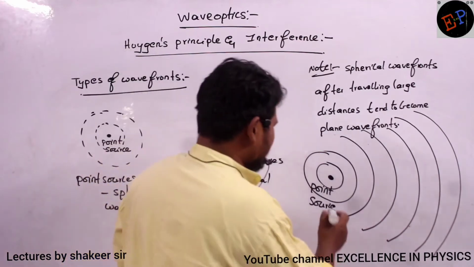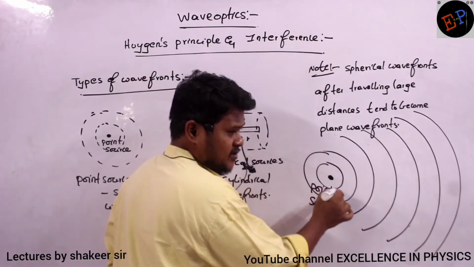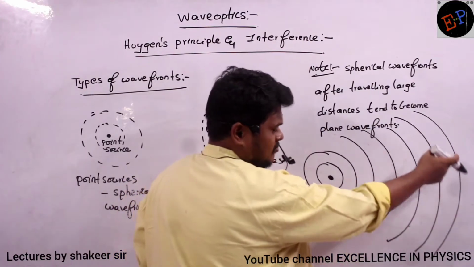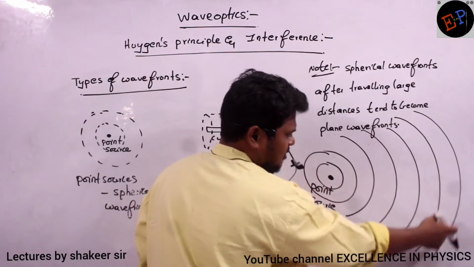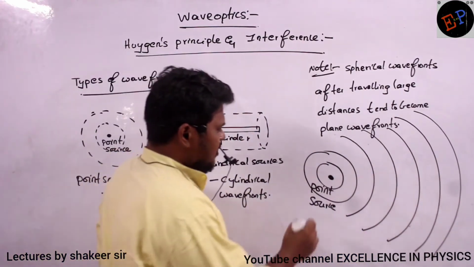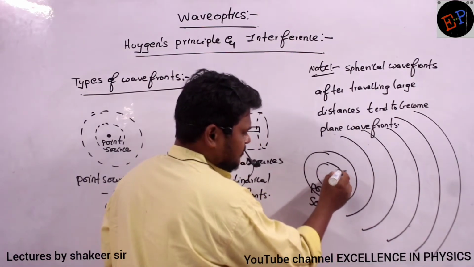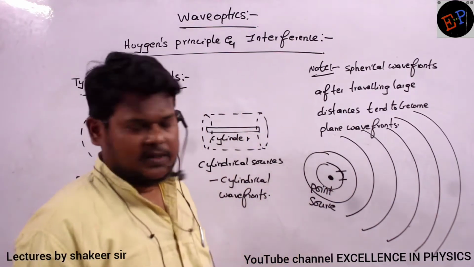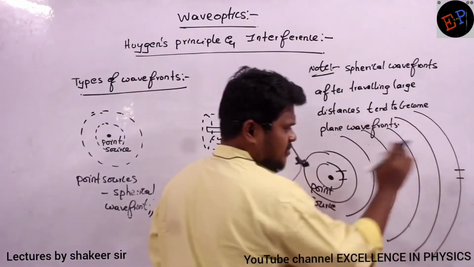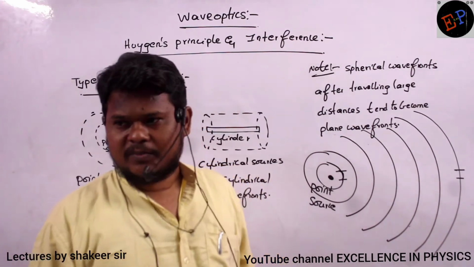See here, the curvature is very large, and by the time it reached the last position, the flatness of the curve has increased. For example, if you take this small length here, you can find a lot of curvature. But if you go to the last wavefront and take the same distance, it is behaving like a plane wavefront, a straight line wavefront. Are you able to understand?